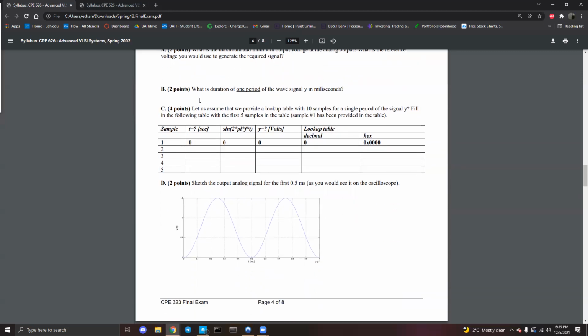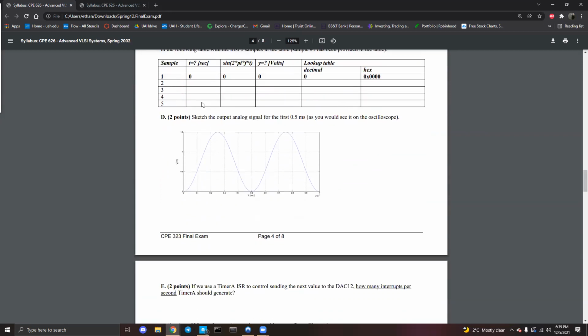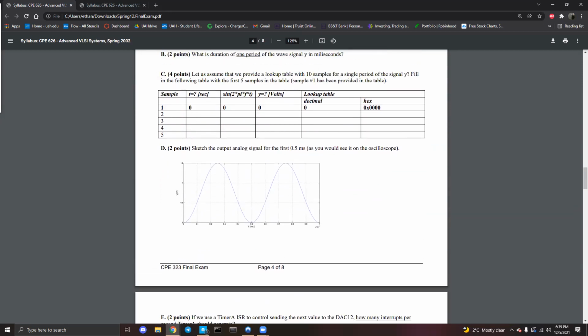All right. Answer that. Let us assume we work with the table. Yay. I always struggle with the lookup table. Yeah, so let's get it. So you take samples. What did it say the sampling frequency was? 10 samples for a single period.